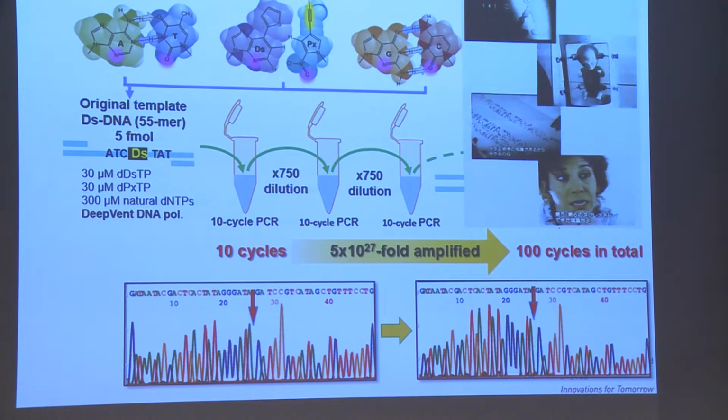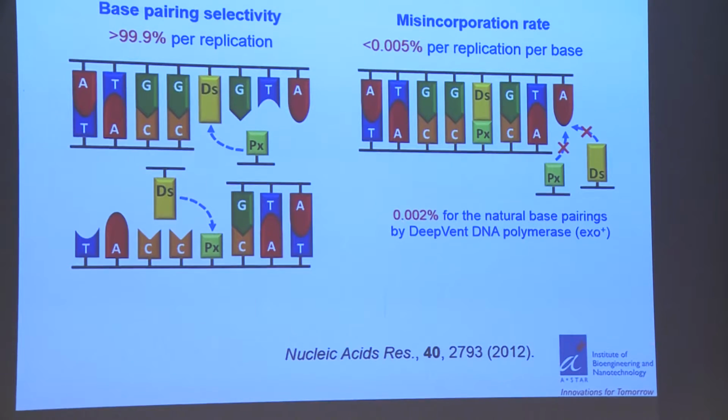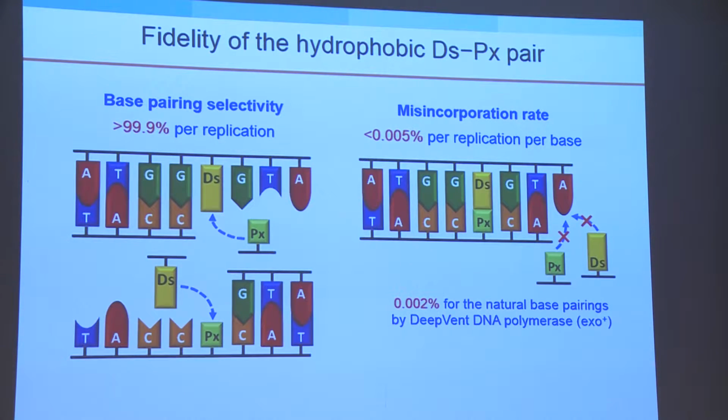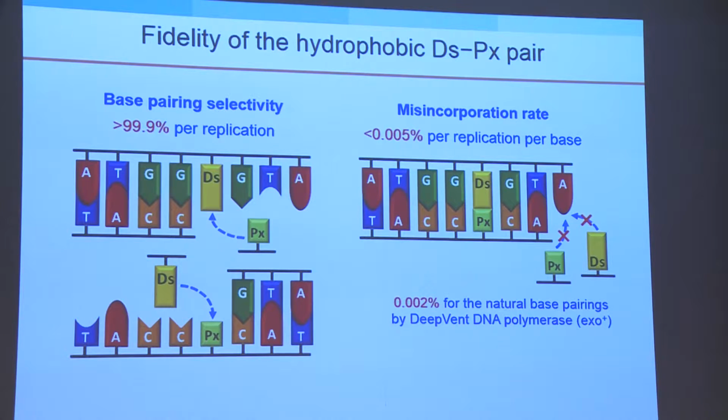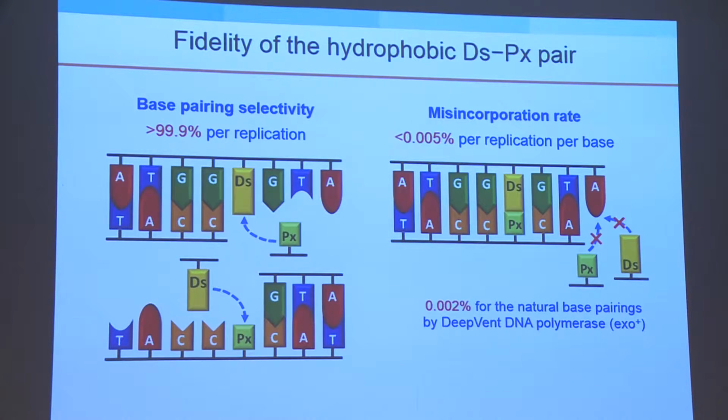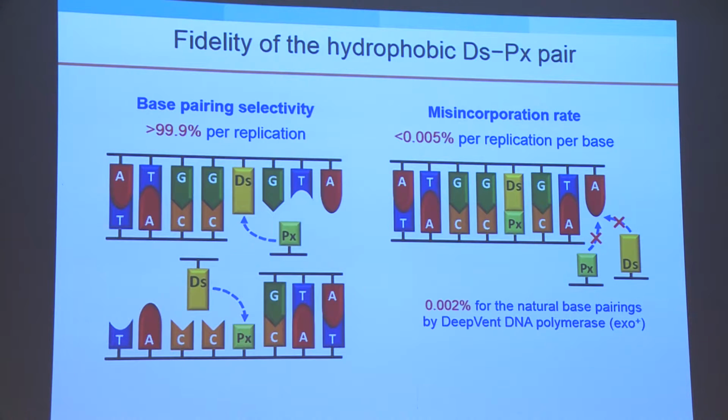And actually, this is an X-ray sequencing like this. For a more detailed experiment, maybe Floyd Romesberg will talk about quantification to determine the selectivity and efficiency. So I will just omit the more detailed experiment, but we just tell about the result. Finally, we found the selectivity of the unnatural base pairing is more than 99.90%. This is using Deep Vent DNA polymerase.